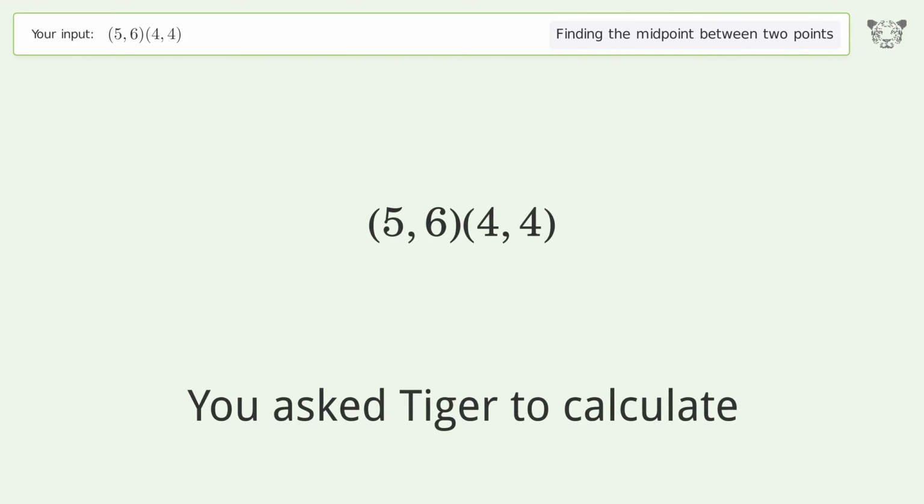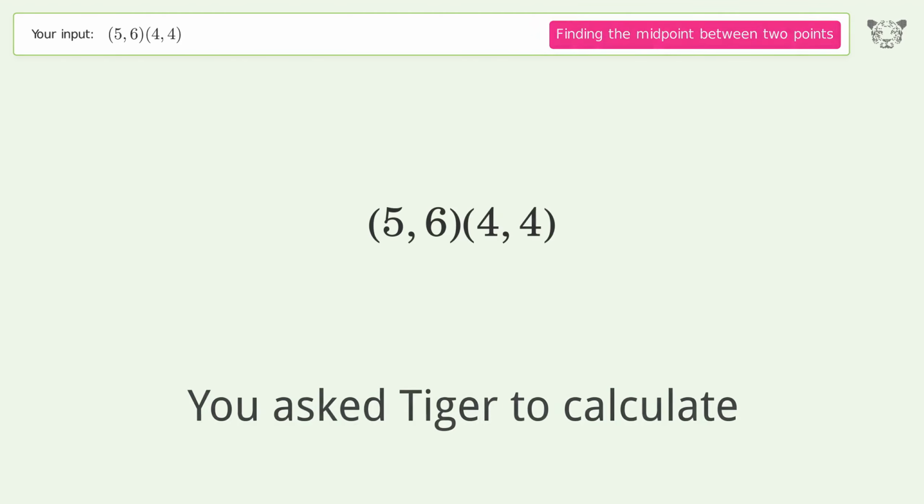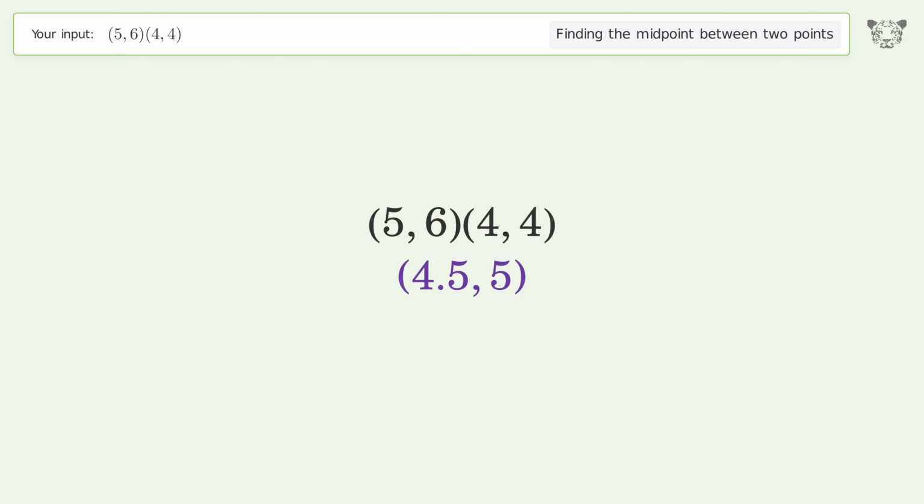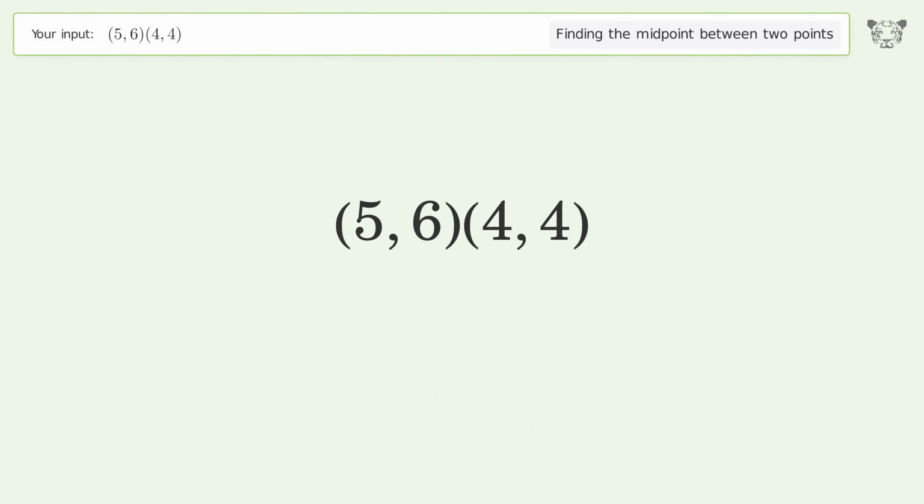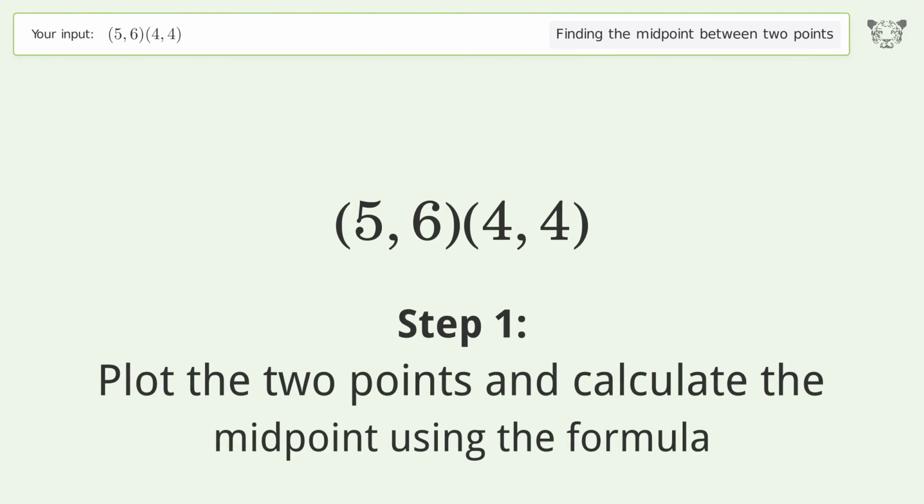You ask Tiger to calculate. This deals with finding the midpoint between 2 points. The midpoint between the 2 points is 4.55. Let's solve it step by step. Plot the 2 points and calculate the midpoint using the formula.